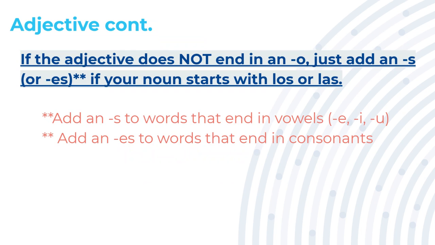Now, if the adjective does not end in O, all you need to worry about is if it's singular or plural. So if it's singular, you just leave it as it is. And if it's plural, so if your noun starts with los or las, you're going to add an S to words that end in vowels. You're going to add an ES to words that end in consonants.